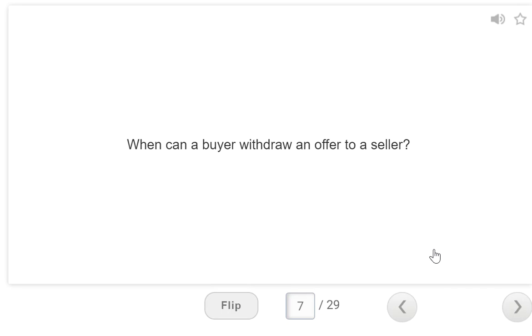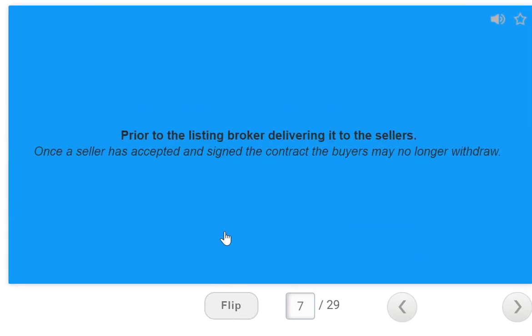When can a buyer withdraw an offer to a seller? It has to be prior to the listing broker delivering it to the sellers. So once the seller has accepted and signed the contract, the buyers may no longer withdraw.